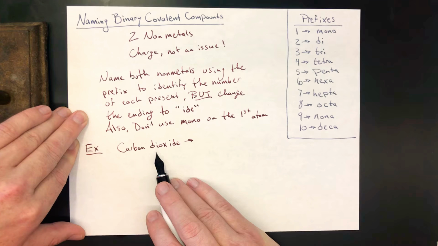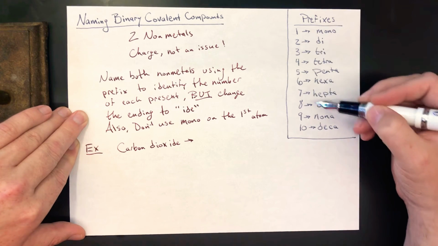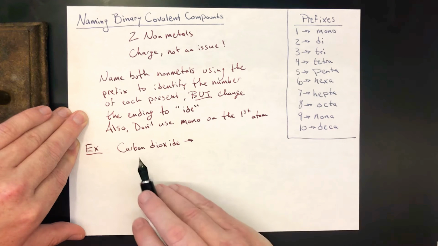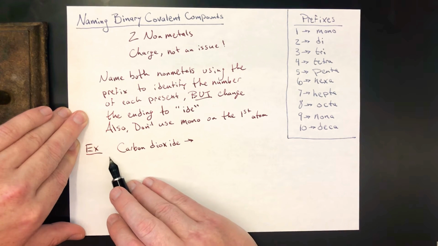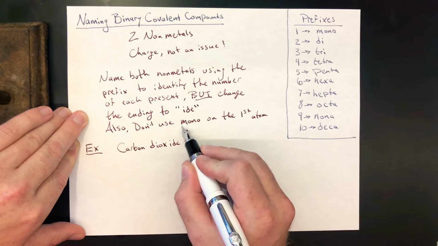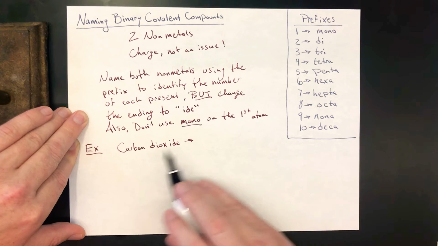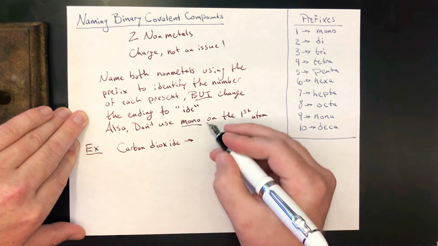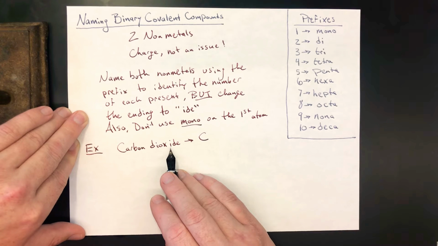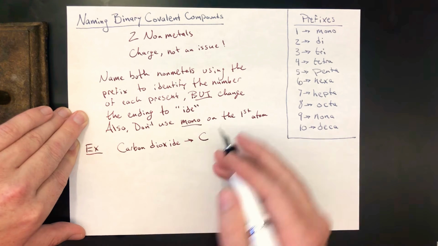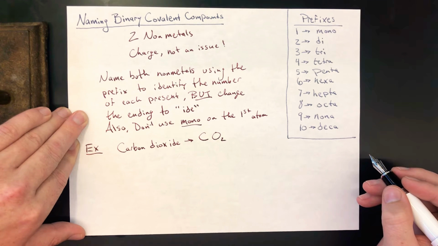If you identify that this is covalent, we're literally just going to count and figure out how many of each one. The prefixes in front tell us. If there's no prefix in the front, it's because we don't use mono if it's that first element. So if there's nothing in front, that means there's just one carbon. Dioxide means that we have 2 oxygens. So we would have CO2.